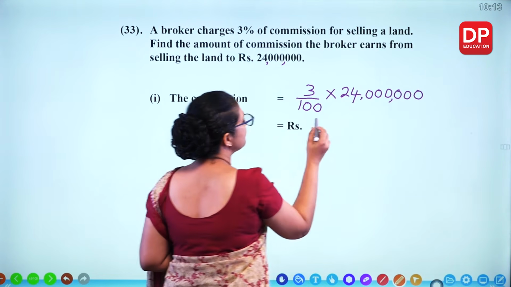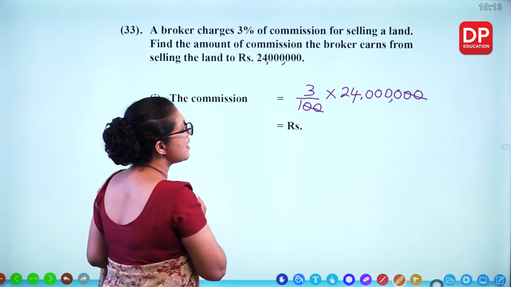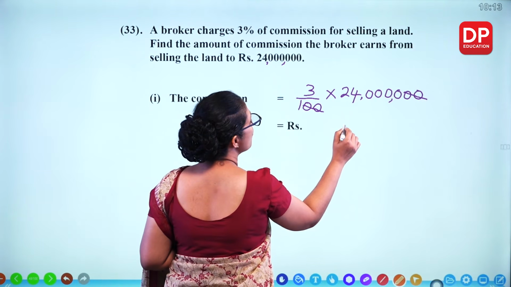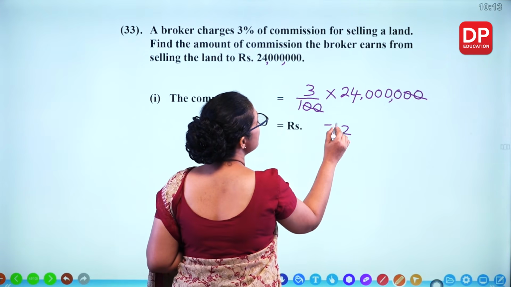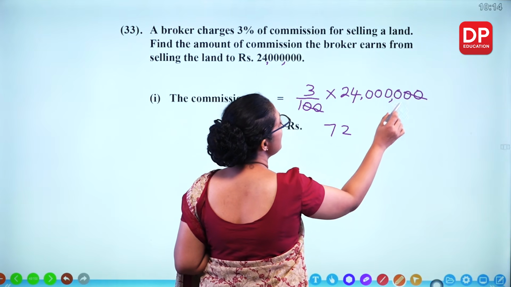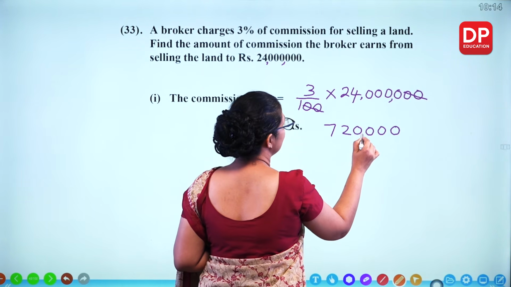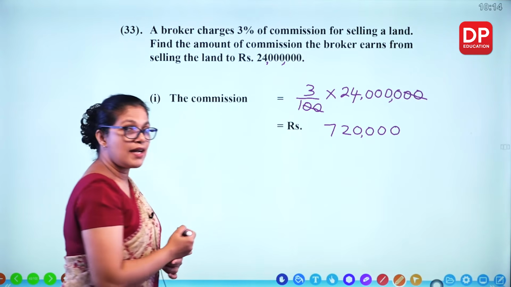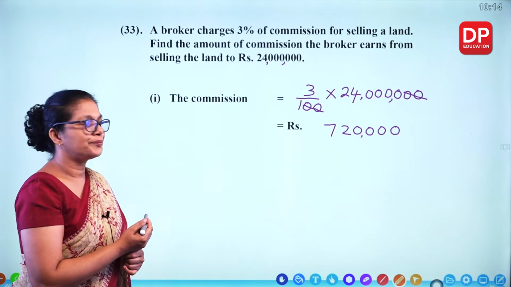So what's the value? Divide by 100 means you cut 2 zeros there. So 3 times 4, 12. 3 times 2, 6 and 1, 7. So how many zeros? 1, 2, 3, 4. So 720,000 is the commission value.